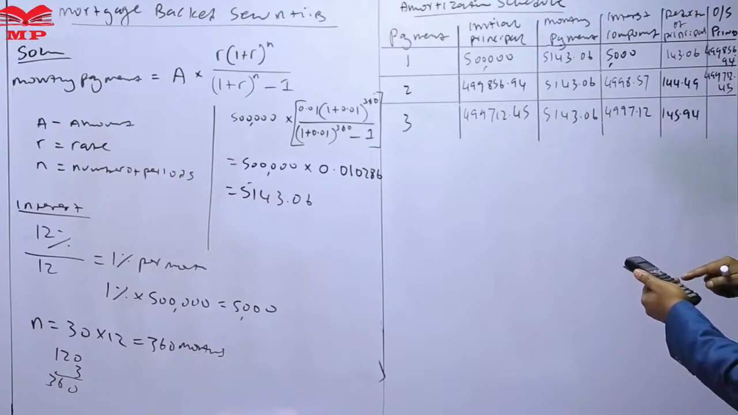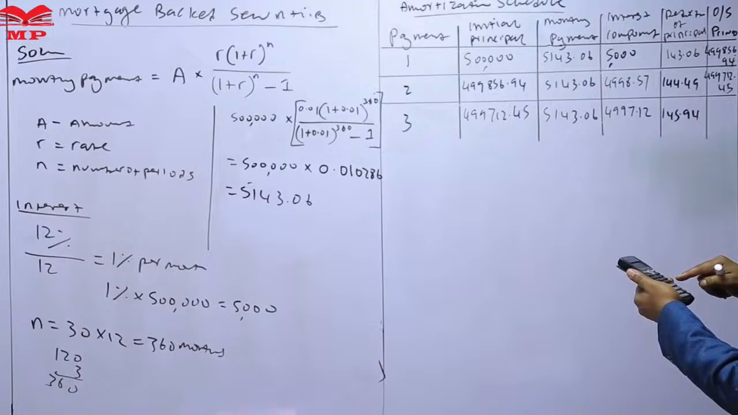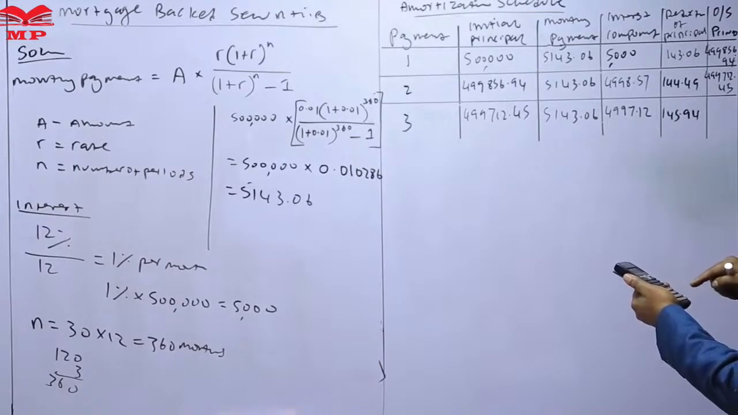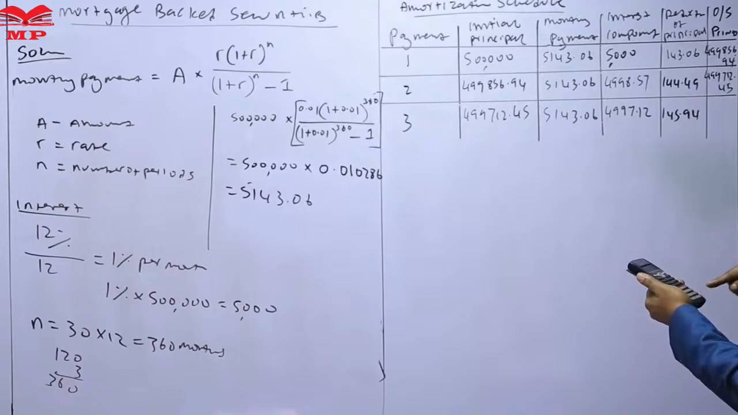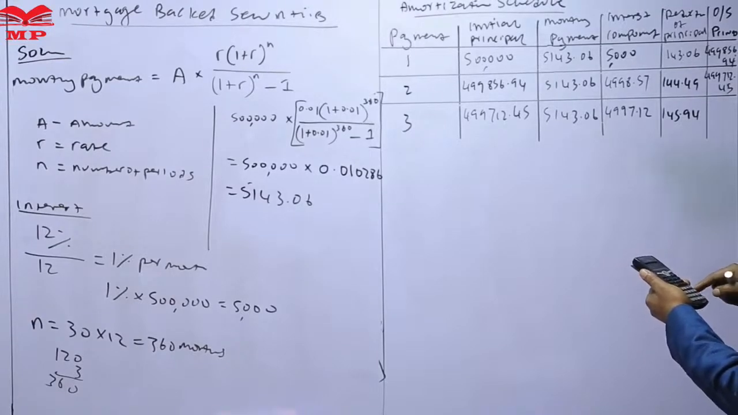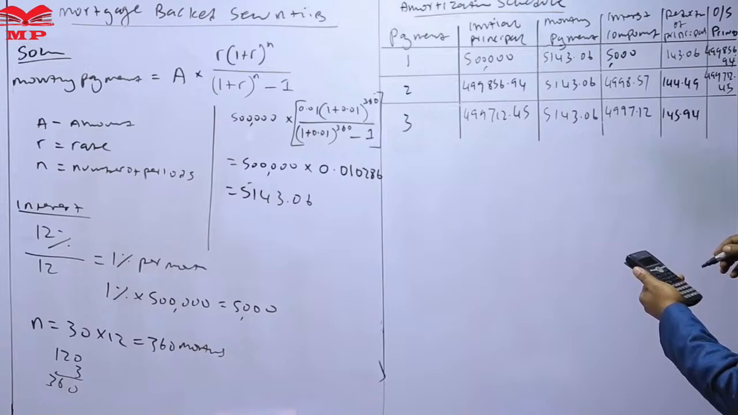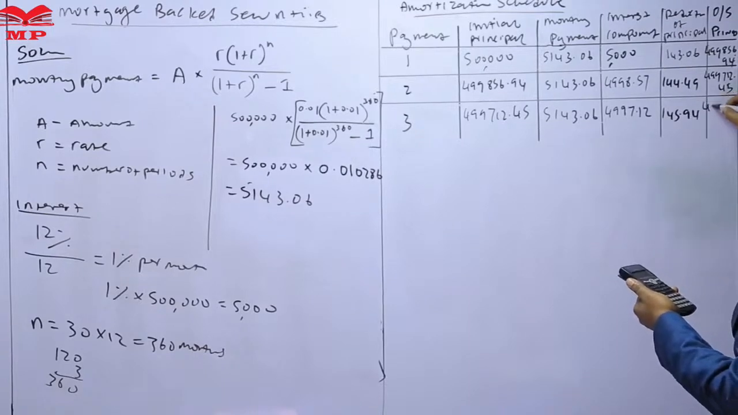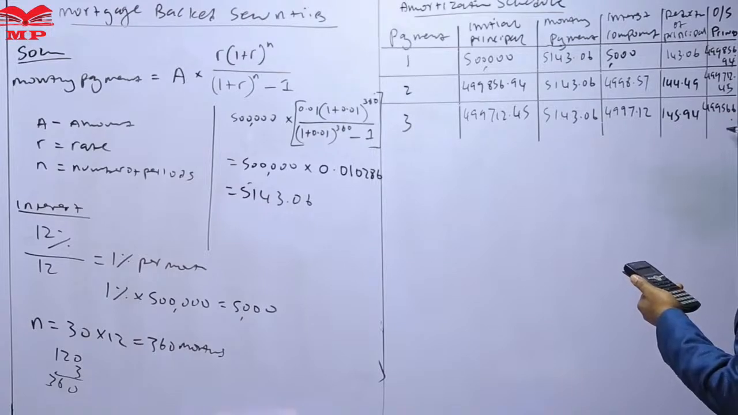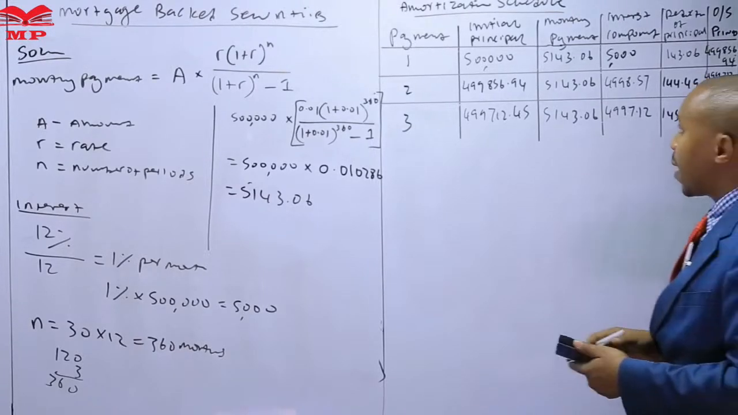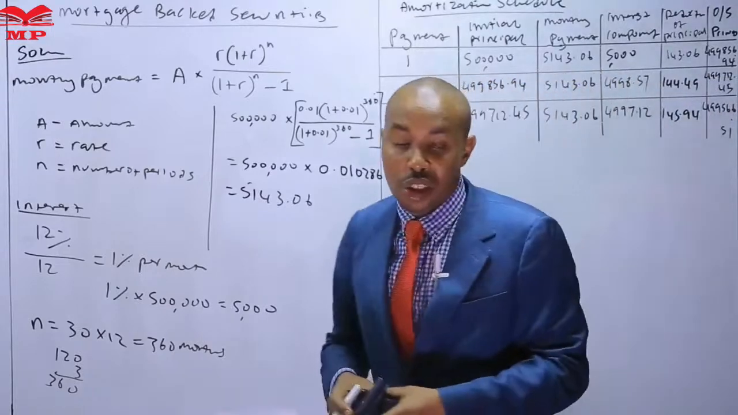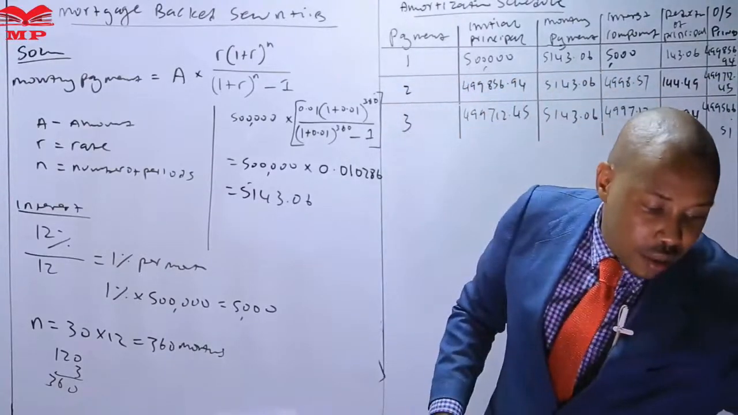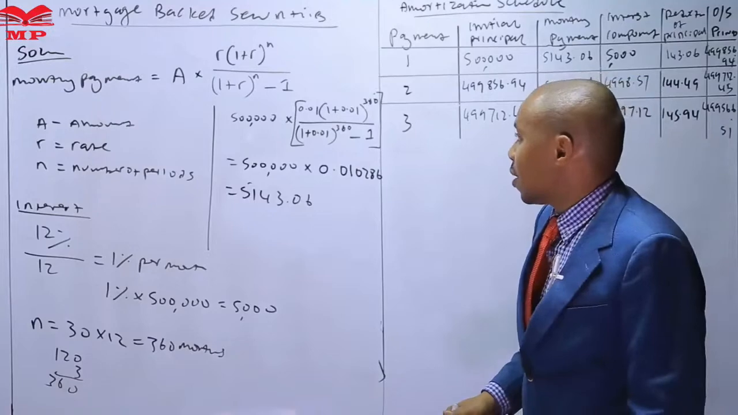So 499,712.45 minus 145.94 gives us 499,566.51 like that. That is how we prepare an amortization schedule used in the mortgage industry like that.